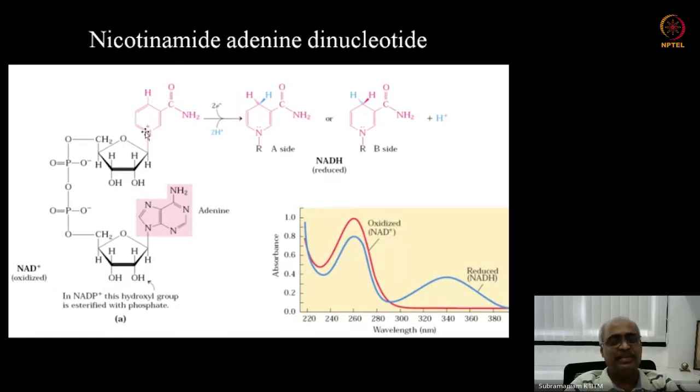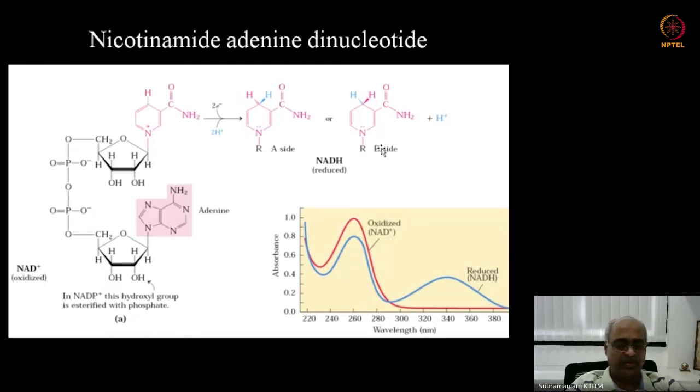Now the electron carrying capacity comes from this structure, this pyridine ring. This nitrogen can either be deficient in 1 electron or can be reduced. So here it takes a hydride ion and loses the charge, and it has those 2 electrons of the hydride shown as 2 dots, and the proton goes into the medium. And theoretically speaking, that hydrogen atom that it takes can be on either side, facing one side or the other. So one is A side, another is B side.